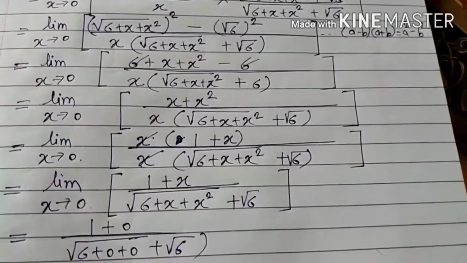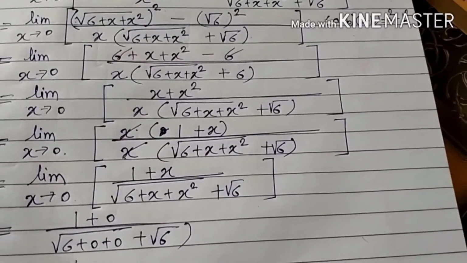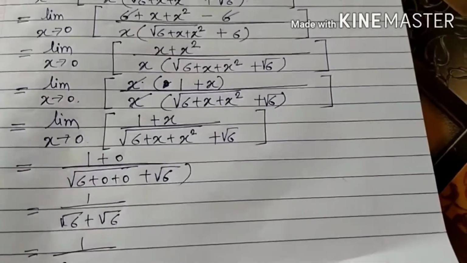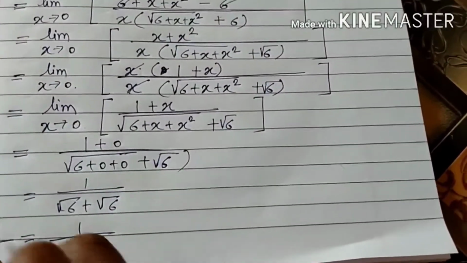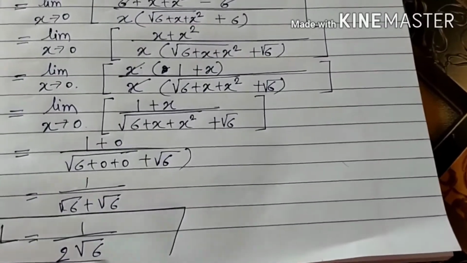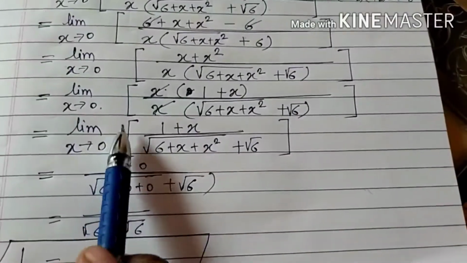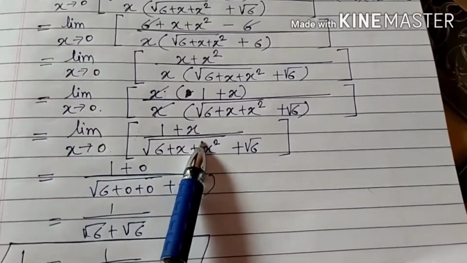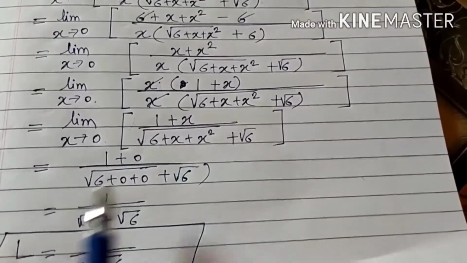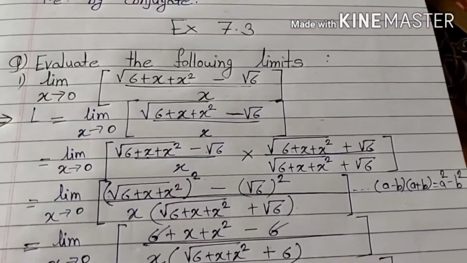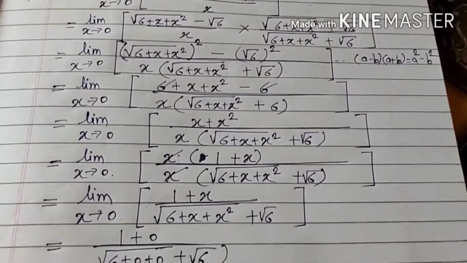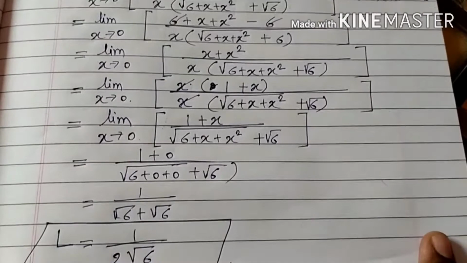Okay. So here 1 upon root 6 plus root 6, and we know that the addition of 2 roots gives 1 upon 2 root 6. So this is your answer. When we apply the limit, the limit sign is removed. Don't write the limit sign again once you apply the limit, only take the function. So here it is our answer. Now you can observe that it is very simple, you only multiply and divide by its conjugate, then you find your answer.